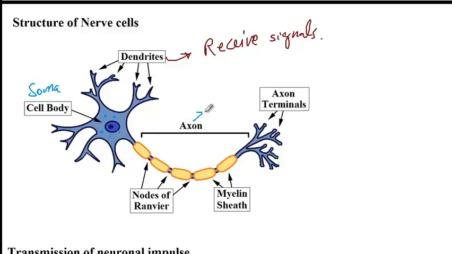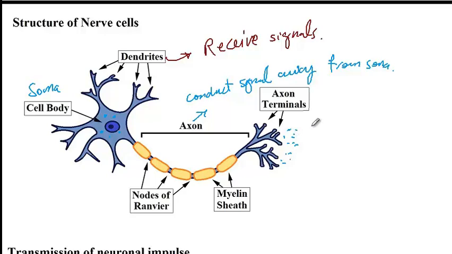And so this one will conduct signal away from the cell body or from the soma until the signal reaches the axon terminal, at the site of which it will release the neurotransmitter chemicals. And it could therefore affect the neighboring cells. And neighboring cells could be, for instance, a gland, a muscle, or another nerve cell.